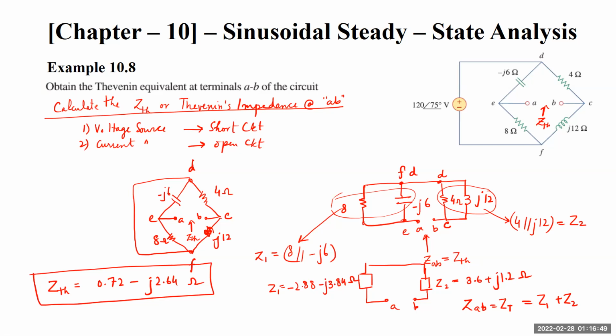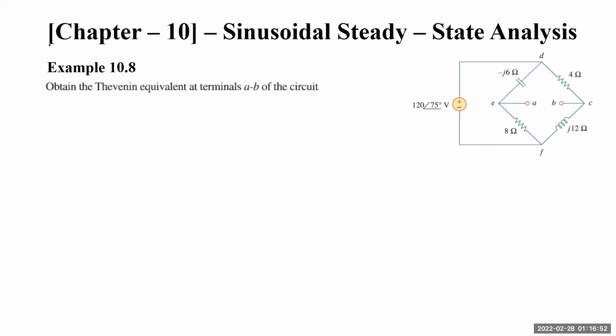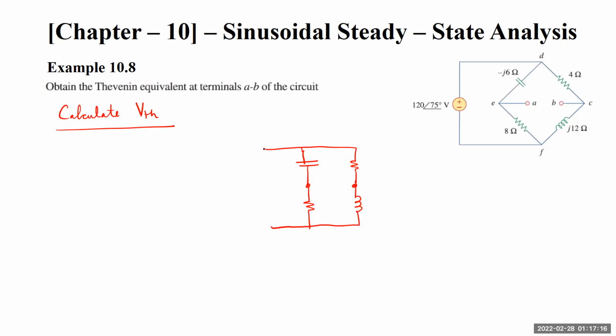So now my second step will be to calculate V-Thevenin. So our circuit is something like this, if we are going to draw it in a much simpler way. So this is the capacitor, and this is an 8 ohm resistor. This is again a resistor, and this is an inductor, and that is connected to a 12 angle 75 degrees source. So this is how our circuit looks.